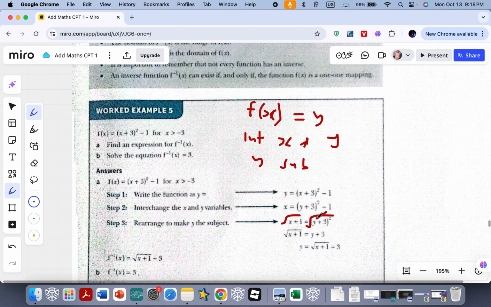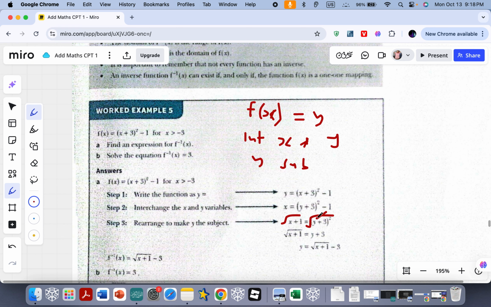You see, y is no longer the y you had before. Look at the y you had before: y was equal to (x plus 3) squared minus 1. Look at what you have now: y equal to the square root of x plus 1, minus 3. They are two different things. It therefore means this new y that you just obtained is the inverse. So this time around, you don't replace it with f of x, but you replace it with what?